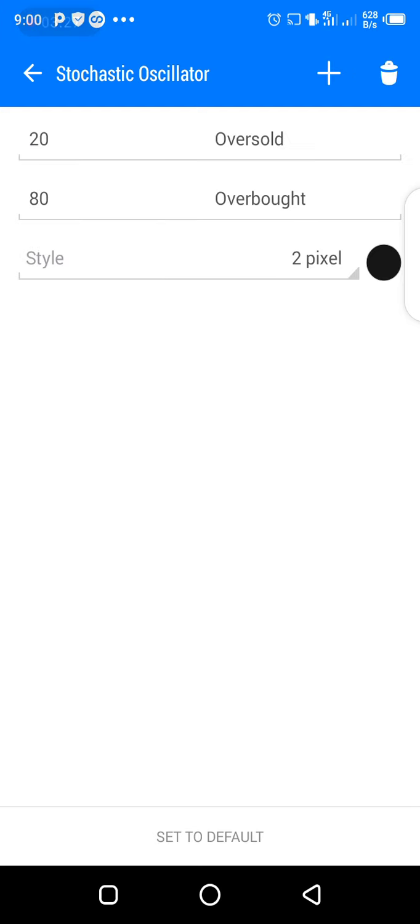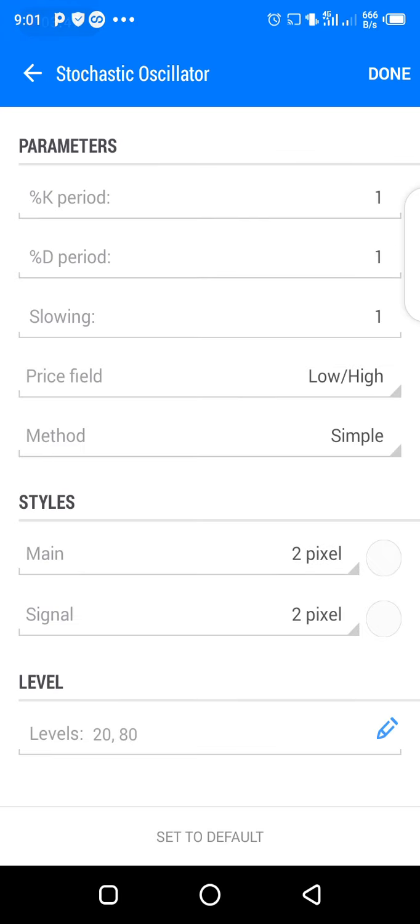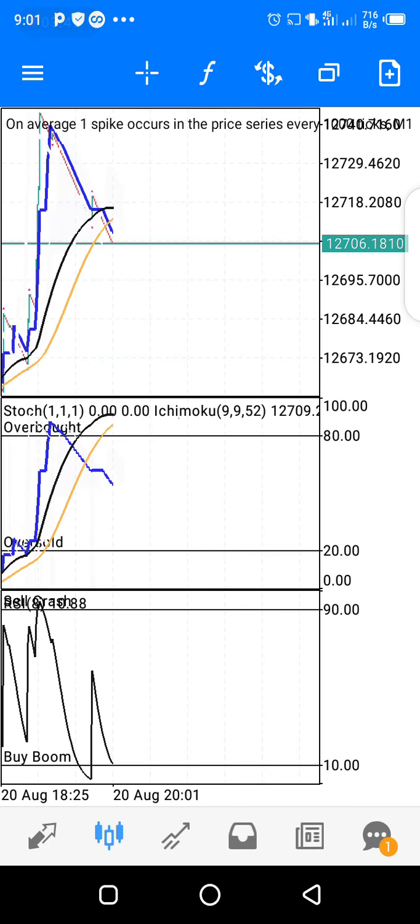Then under the levels we have 20 oversold and 80 overbought. I believe you understand how to put in this oversold and overbought. Then your style, you have 2 pixel. All right, so that's for that. Then you go back, and then you click done.